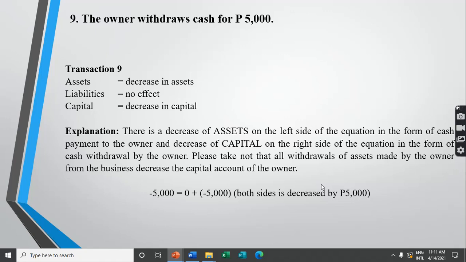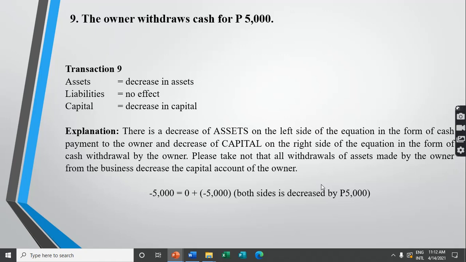Okay, transaction number 9. The owner withdraws cash for 5,000. So, nag-withdraw daw si owner ng cash ng 5,000 for personal use. Okay? So, kapag nag-withdraw siya, nabawasan na naman yung cash mo or yung asset mo. And then, at the same time, nabawasan din yung capital mo.